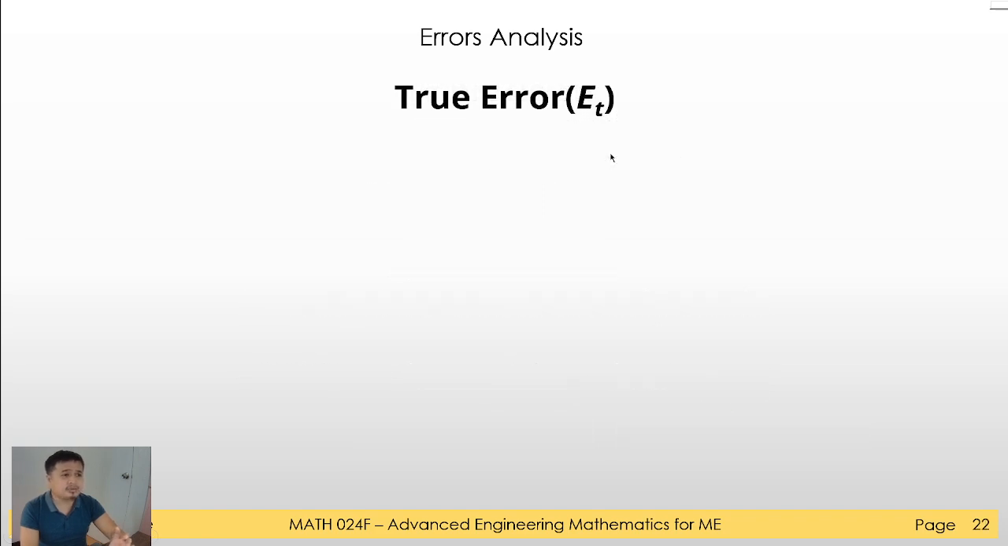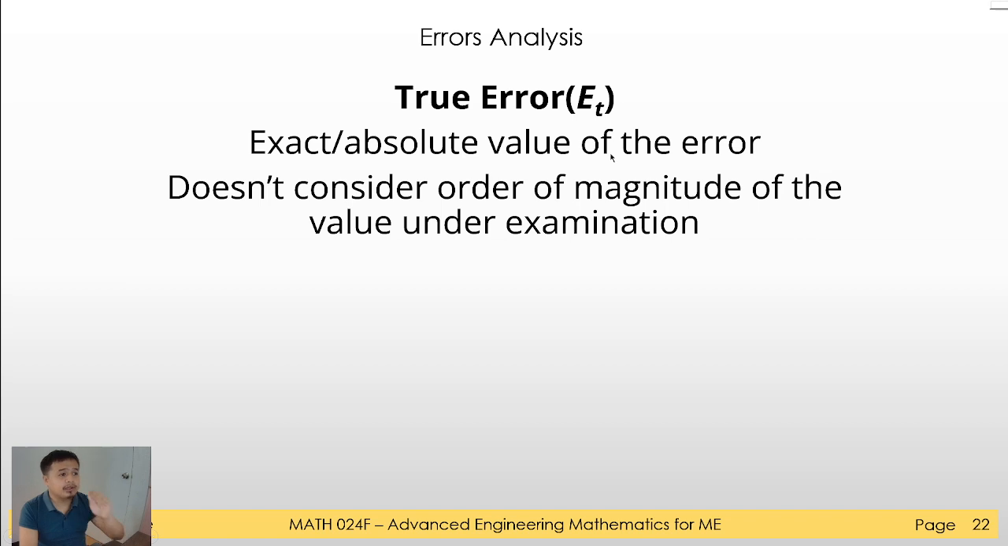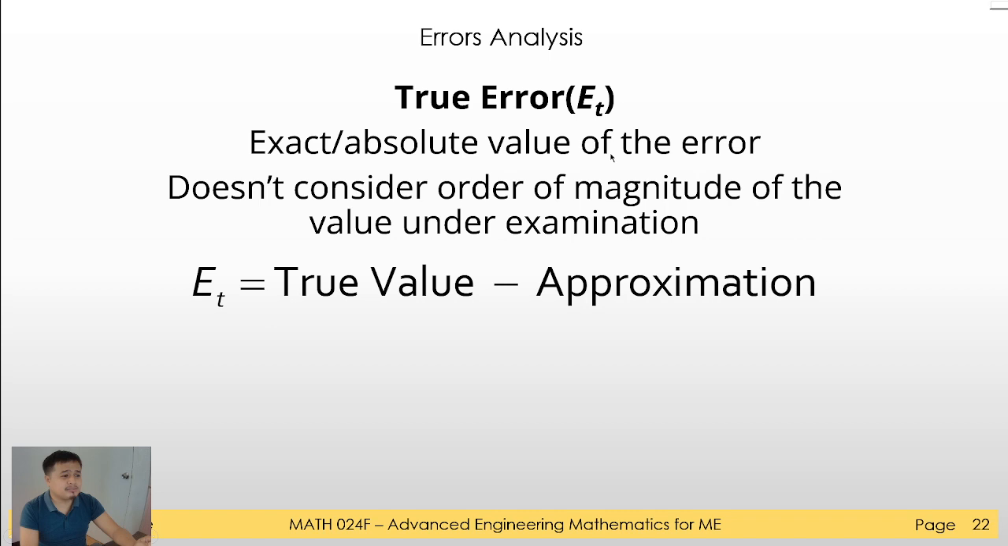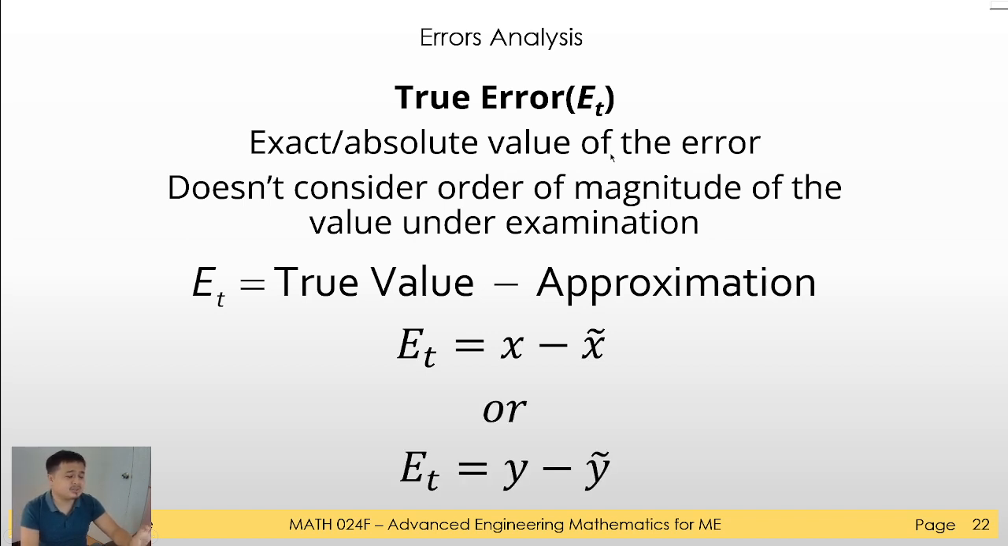Okay, so finding the true error, or E sub t, that is basically the exact value of the error, or the absolute value of the error, and it doesn't consider the magnitude of the value under examination. So E sub t is equal to the true value minus the approximate value. We could find the error in the independent variable x, or the output variable y. So x here is the true value, and x tilde, the one with the tilde sign, is the approximate value.